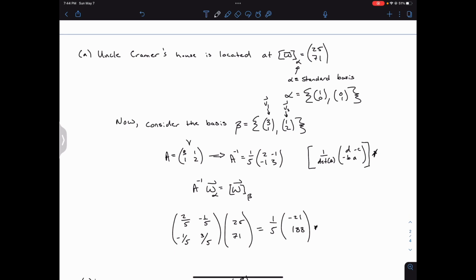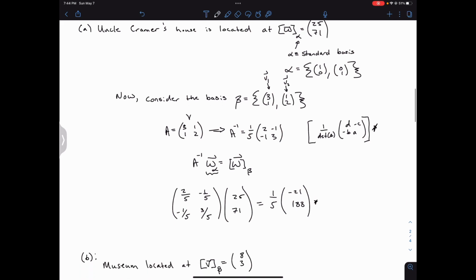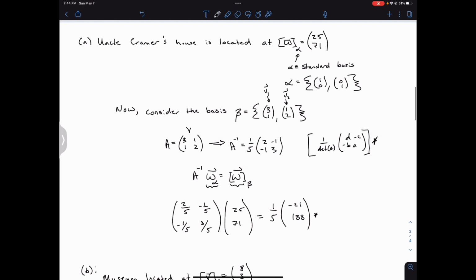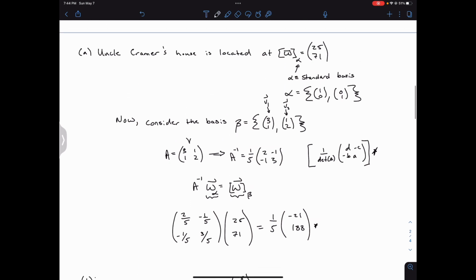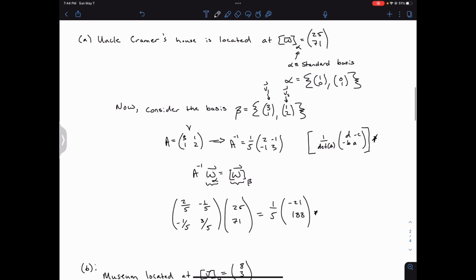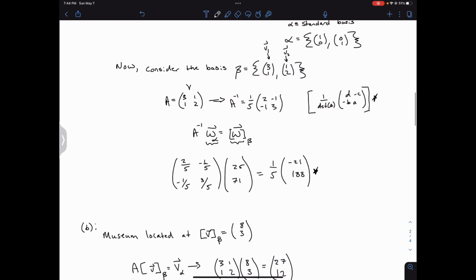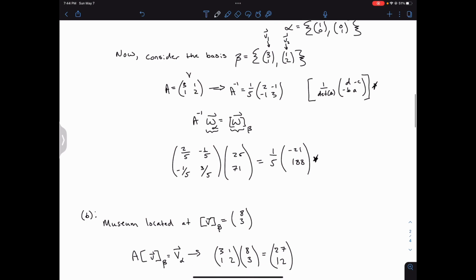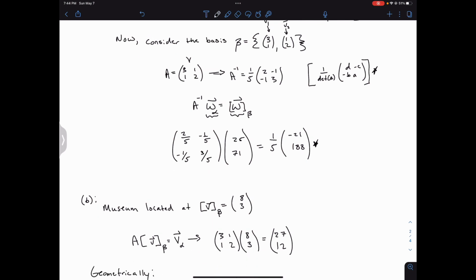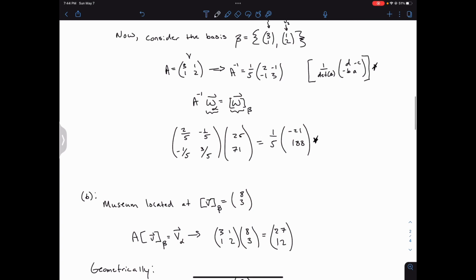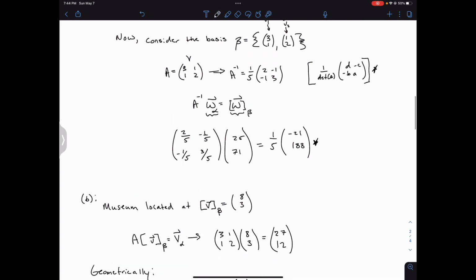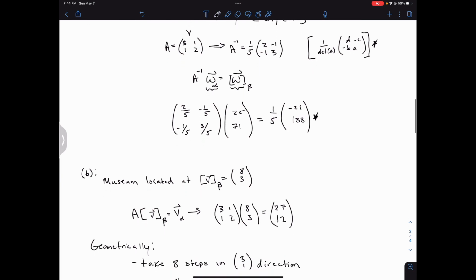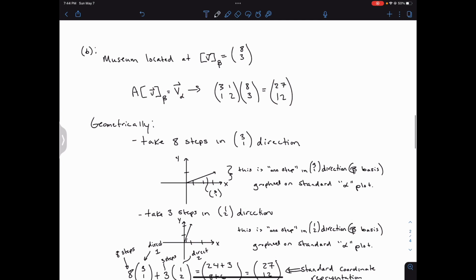So if we take the inverse of that matrix, given by this formula right here, we can take vectors that are in the standard basis. A inverse applied to a standard base vector will give us a vector in our new beta coordinate system. This right here just shows that multiplication process, and this is Old Man Kramer's house as represented in the new basis.